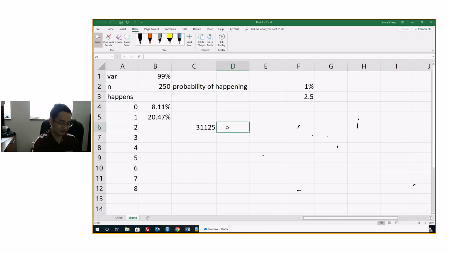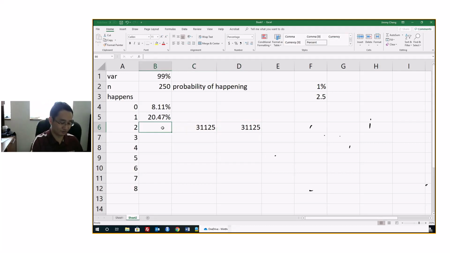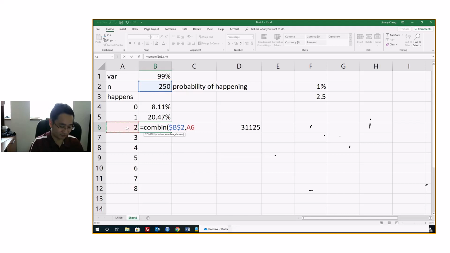Then there's a function in Excel called combine. It will give you the same, 252, and then number select 2, right? If you format it this way, it will give you the same. So we are going to just do combine. This is 250, and then we select this number.